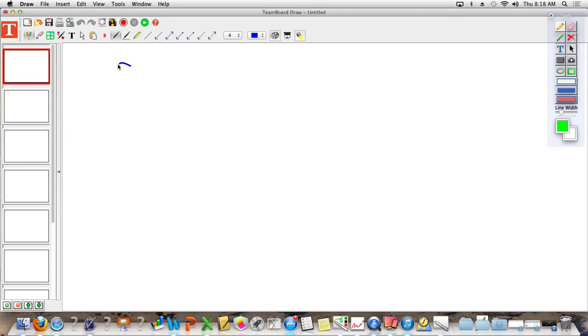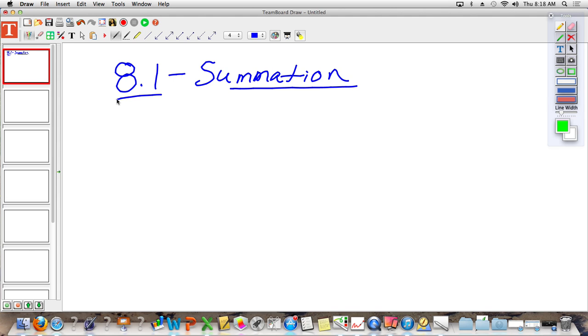All right, we are still on section 8.1, but today we are going to move on to Section 8.2. We're going to move on to summation. So that's 8.1, part 4. Summation.